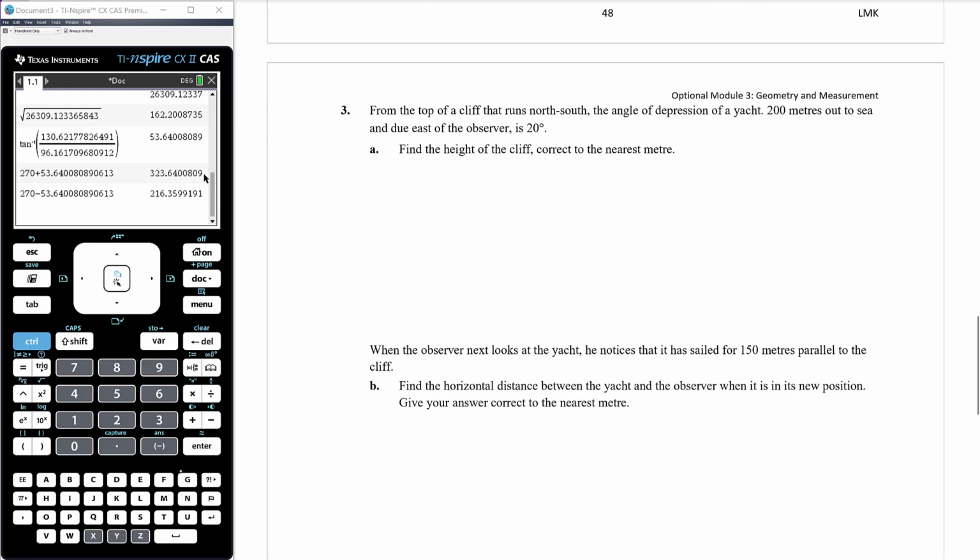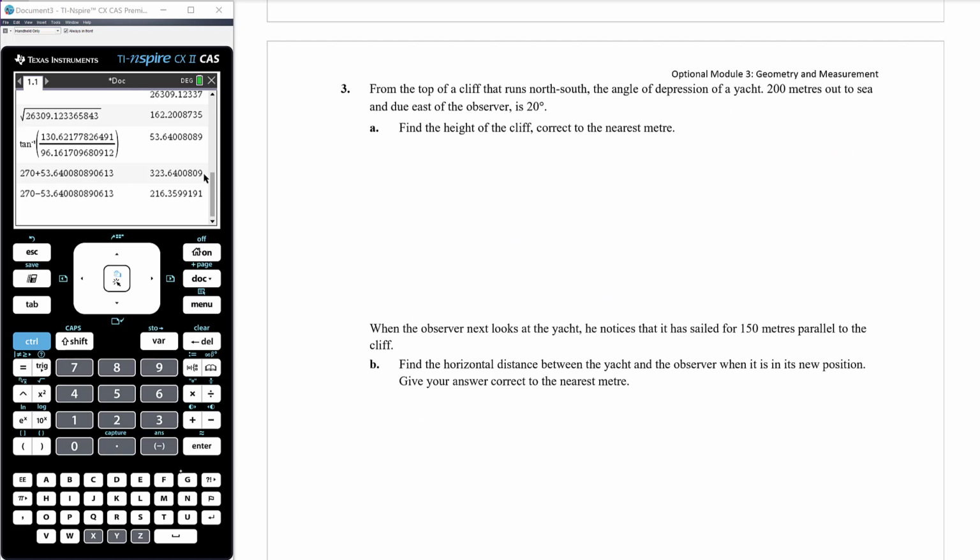Okay, and then example 3. From the top of a cliff that runs north-south, the angle of depression of a yacht, sorry, that should be a comma, 200 metres out to sea and due east of the observer is 20 degrees. Find the height of the cliff correct to the nearest metre.